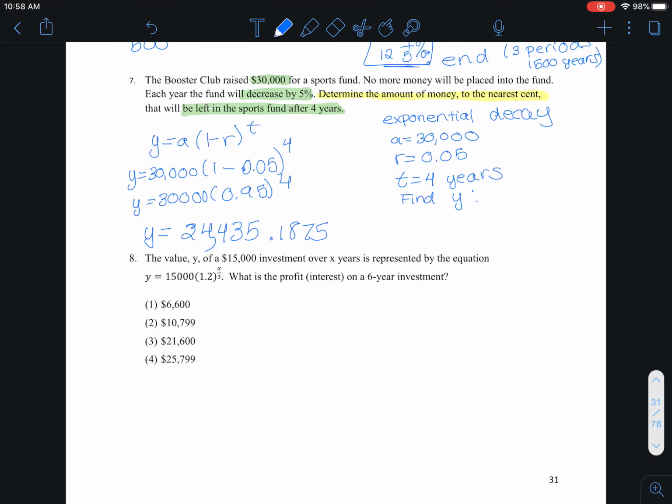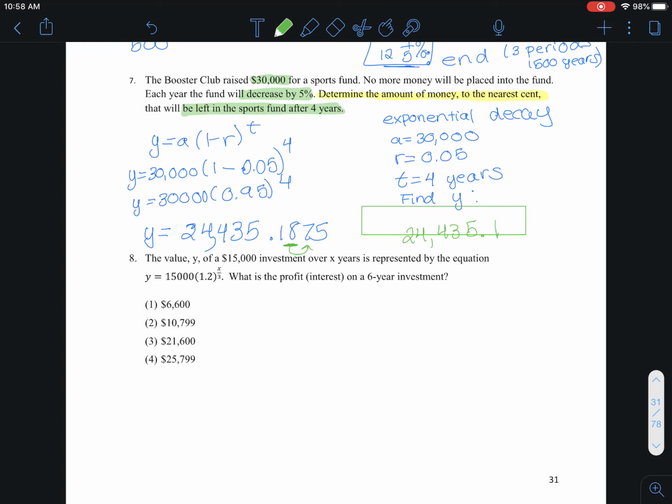So I'm going to have to round to the nearest hundredth spot. So look next door. Okay, we're closer to 0.19, so my final answer will be $24,435.19. So that's the amount of money that is left in the sports fund after 4 years.